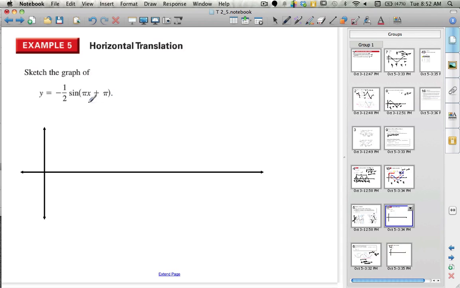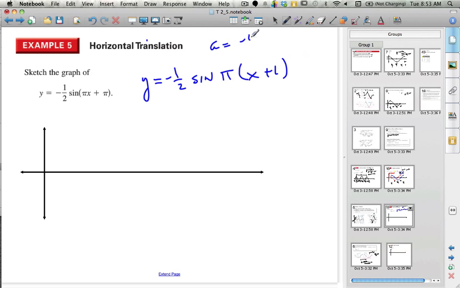So if we take a look at this, now what I would normally do, I am going to be doing some things that are slightly different than the way the book demonstrates things. I'm going to rewrite this as y equals -1/2 sine, and then I'm going to factor the pi out of that, (x plus 1). All right, so the things I know: a is equal to -1/2. That means my amplitude is 1/2, but this is also a reflection. So that's going to change the pattern I follow. And I know that my h value is equal to -1, which is going to be a shift to the left of 1.